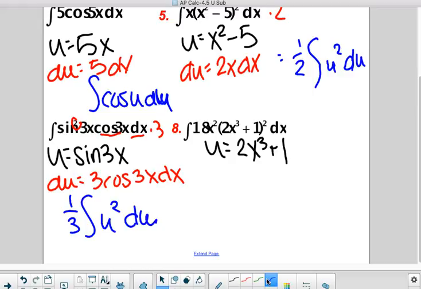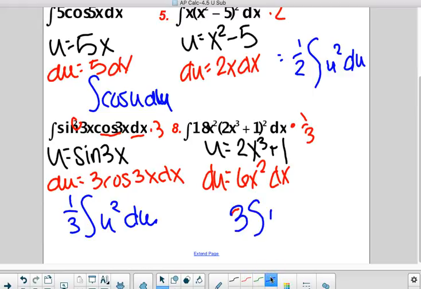The last one. What's the du? 6x squared dx. So then we have an 18x squared. So how do you change an 18 into a 6? What do you times it by? 1/3. So how do you balance out the 1/3? Times 3.